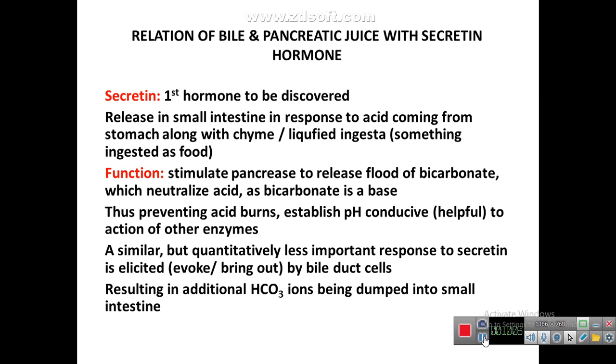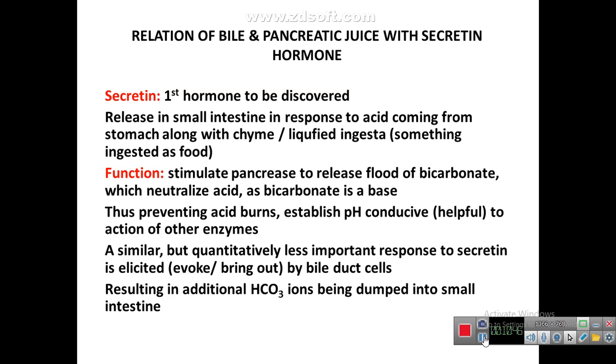Relation of bile and pancreatic juice with the secretin hormone. Secretin is the first hormone to be discovered. It is released in the small intestine in response to acid coming from the stomach along with the chyme or liquefied ingesta. Ingesta means something ingested as food or swallowed. Function: secretin stimulates the pancreas to release a flood of bicarbonate. The function of bicarbonate is to neutralize the acid present in the chyme coming from the stomach.